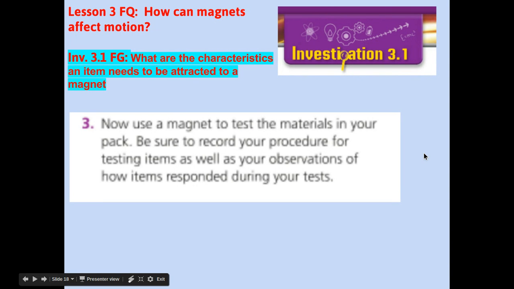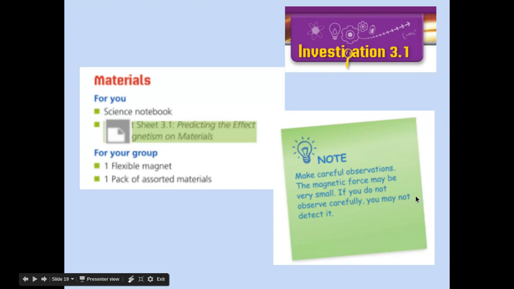And then you're actually going to test your materials. You're going to use the magnets inside of your bin to test all the different materials. Be sure to record your procedures for testing the items. You should have a procedure that you follow that your group comes up with. And then you're going to record your observations during your tests.